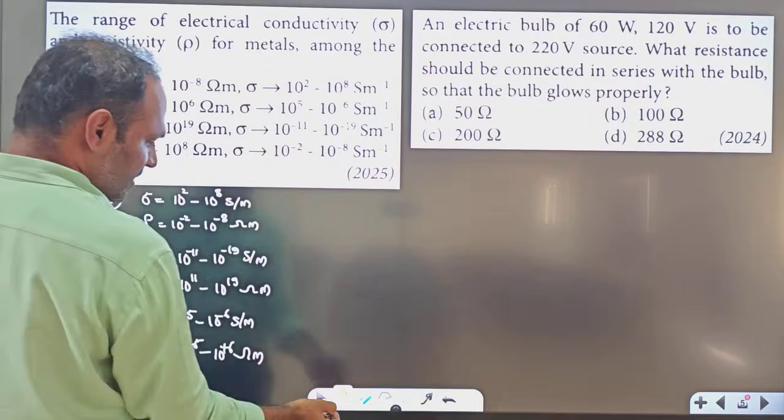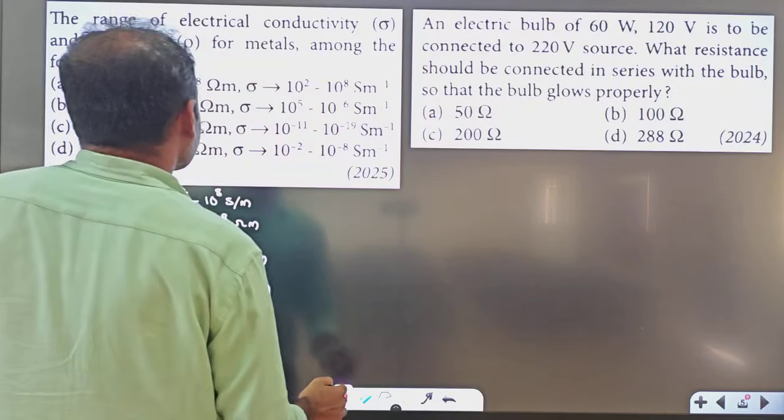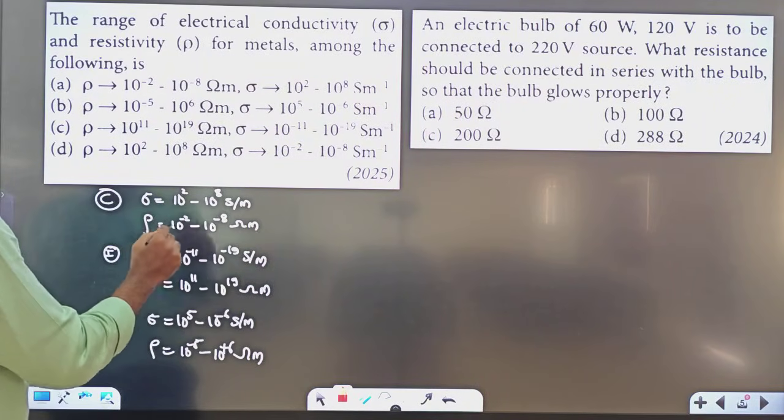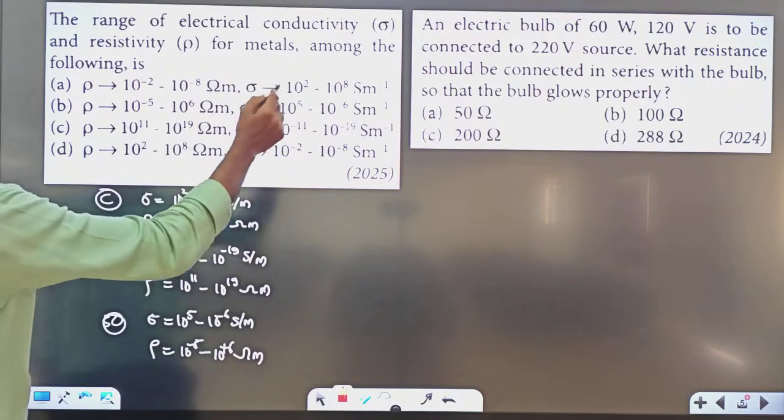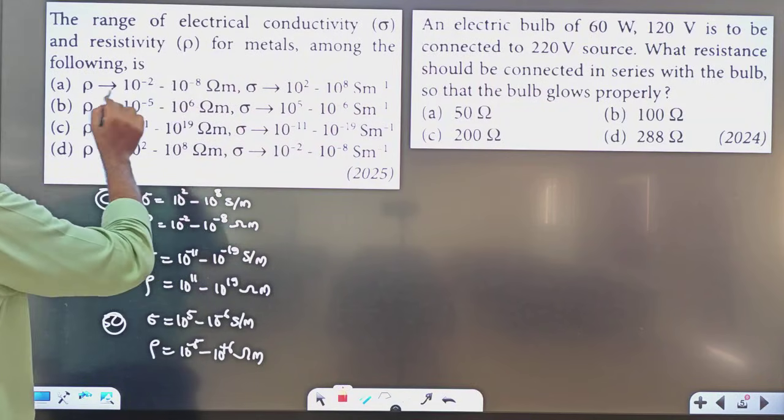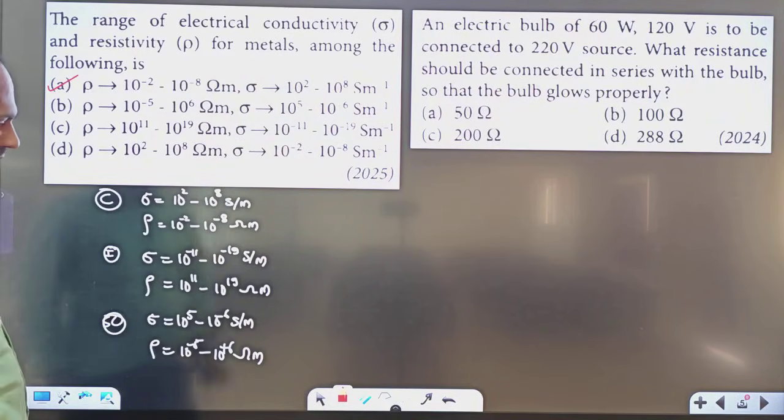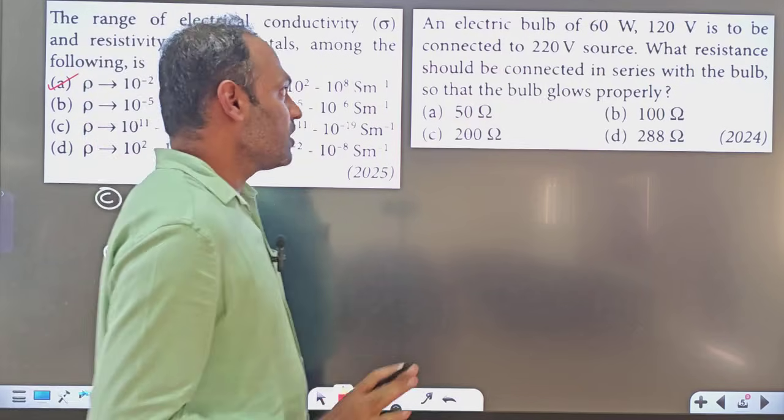For metals, conductors. So for conductors, conductivity has a positive power and resistivity has a negative power. Conductivity is plus 2 to plus 8, resistivity is minus 2 to minus 8. So option A itself is correct. These are the ranges you have to remember.